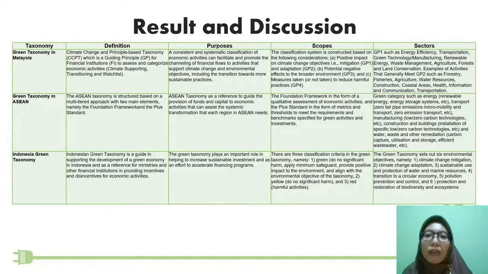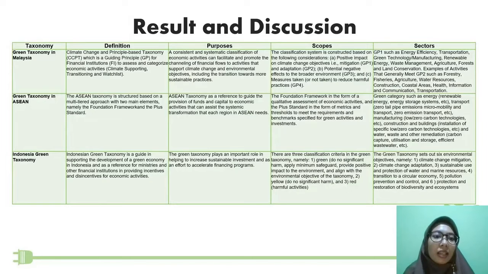The scope, the foundation framework in the form of qualitative assessment of economic activities, and the plus standard in the form of metrics and thresholds to meet the requirements and benchmark specific green activities and investment. The green categories such as energy, transport, manufacturing, construction and building, and water, waste, and other remediation.